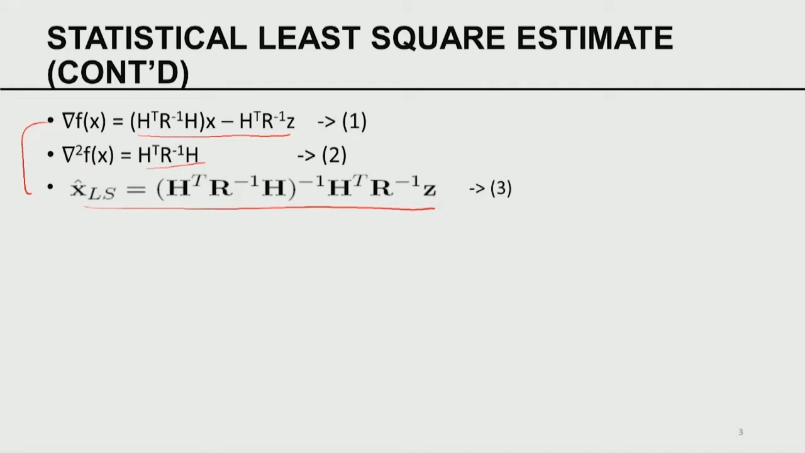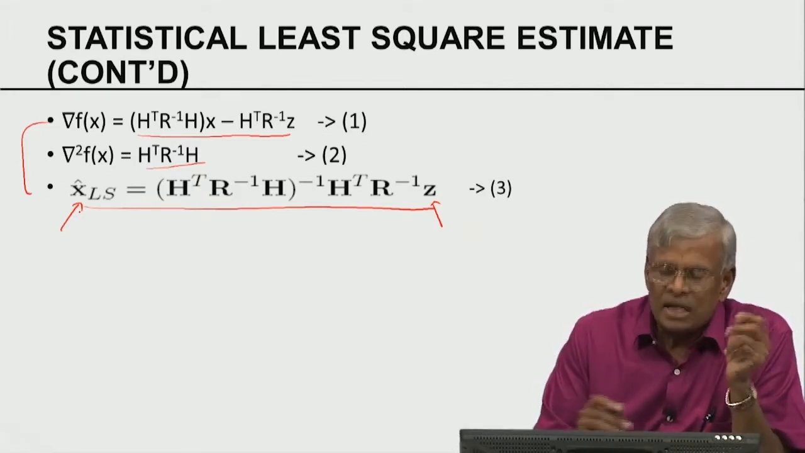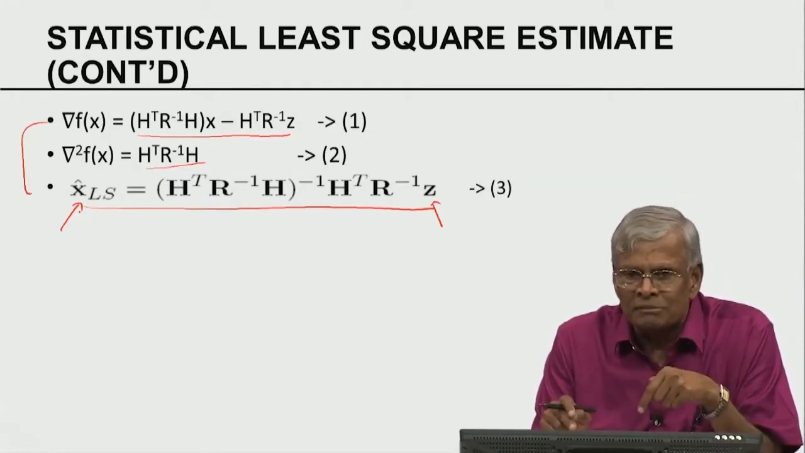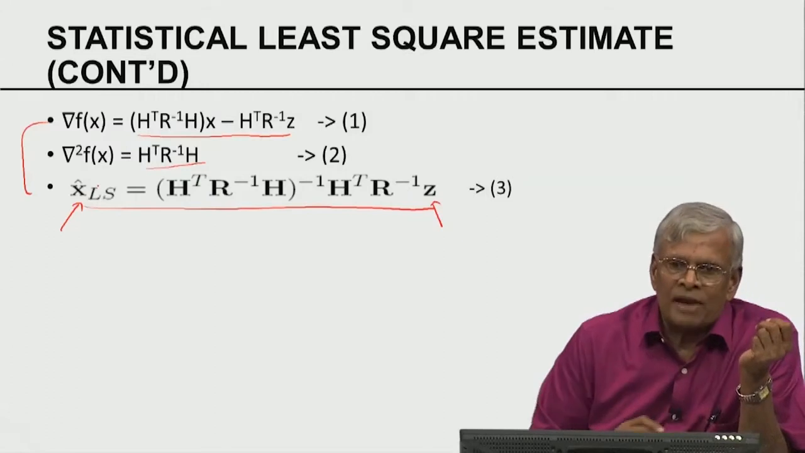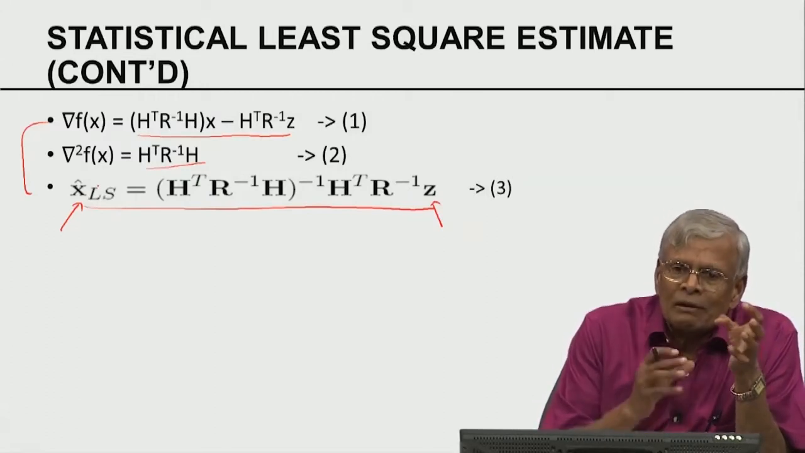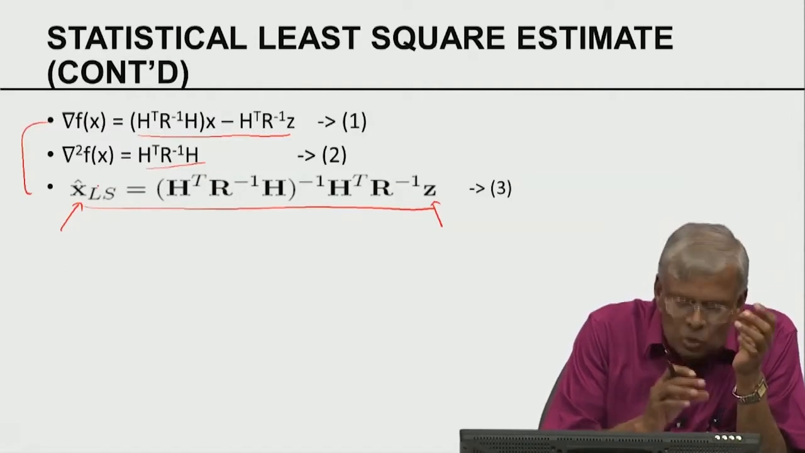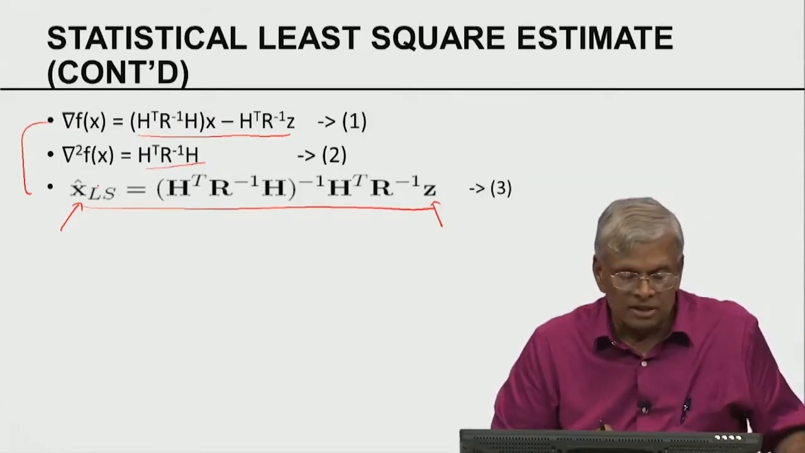If I assume z to be deterministic, x hat LS, the least square estimate, will also be deterministic. But in our case, z is random. z is random because x is random and v is random; z inherits randomness from two sources. The two sources are uncorrelated, therefore x hat LS is random. So this estimate is a random vector. It has its own underlying sampling distribution. The estimate has a distribution.